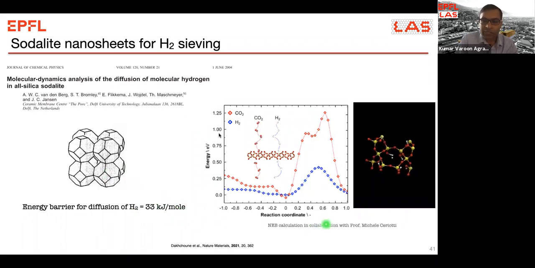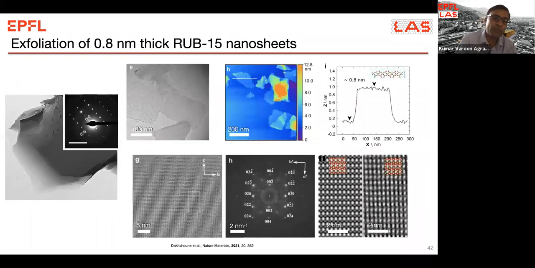My collaborator, Michel Cheriotti, also simulated a precursor of this sodalite. It's RUB-15, essentially layers that condense to form sodalite, right? And what we saw was that hydrogen can pass through with an energy barrier of 0.34 electron volts, so very similar to what was predicted for bulk sodalite. But of course, CO2 will require a much higher energy barrier, right? So motivated by this, we synthesized these nanosheets.